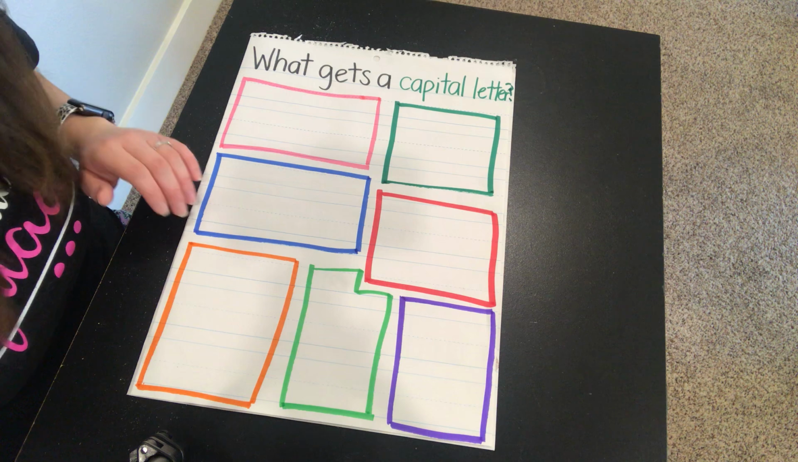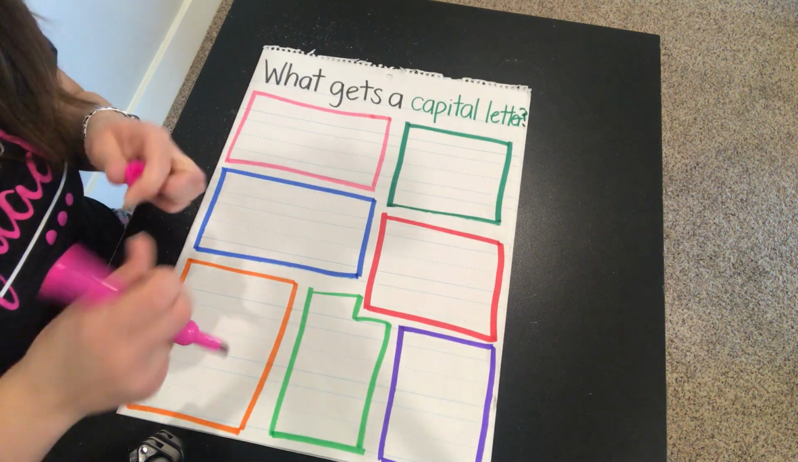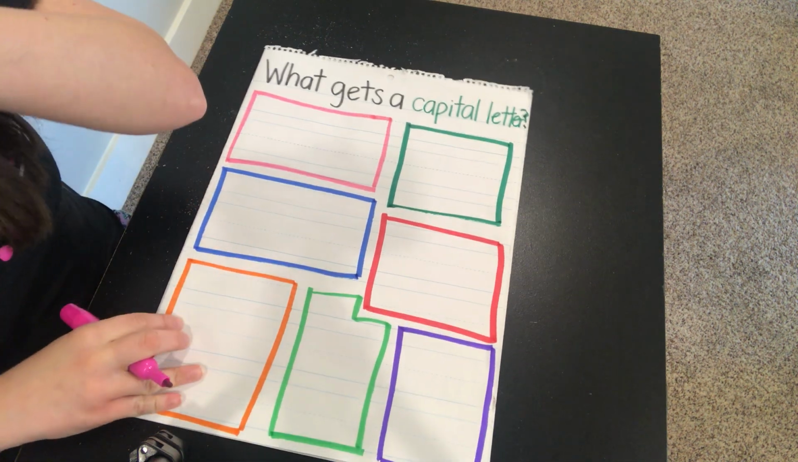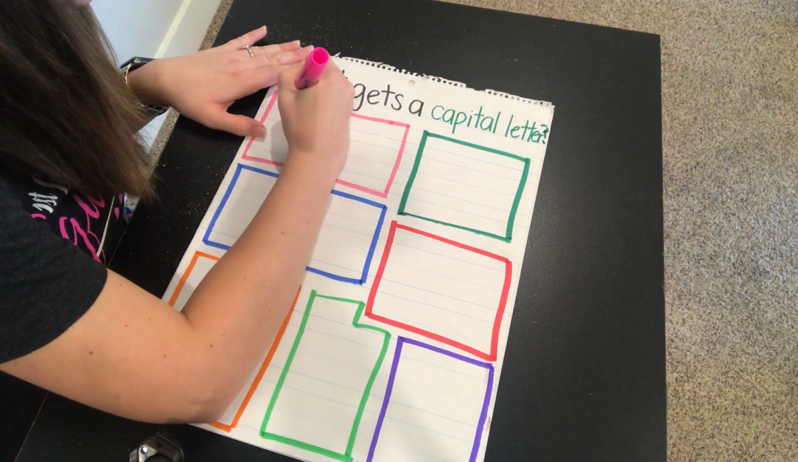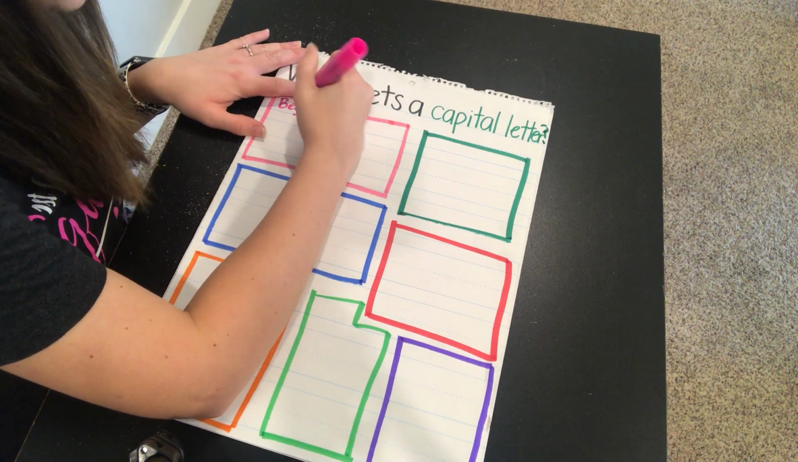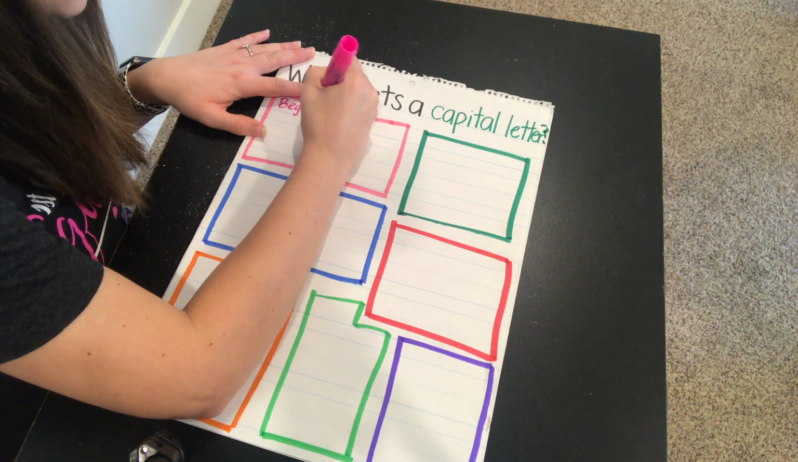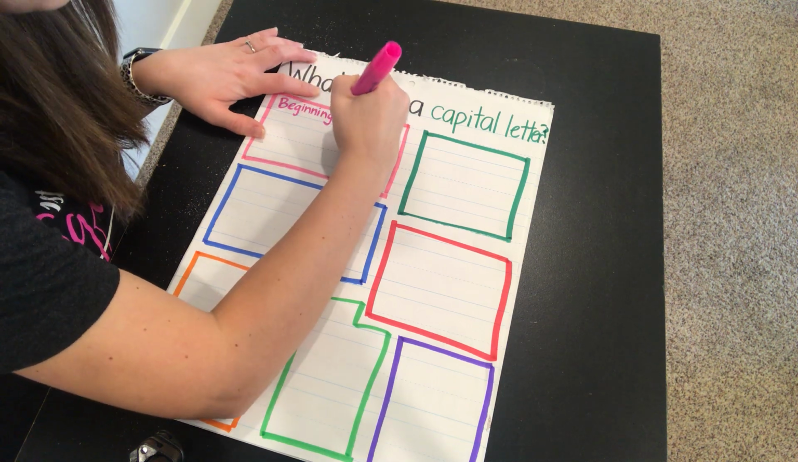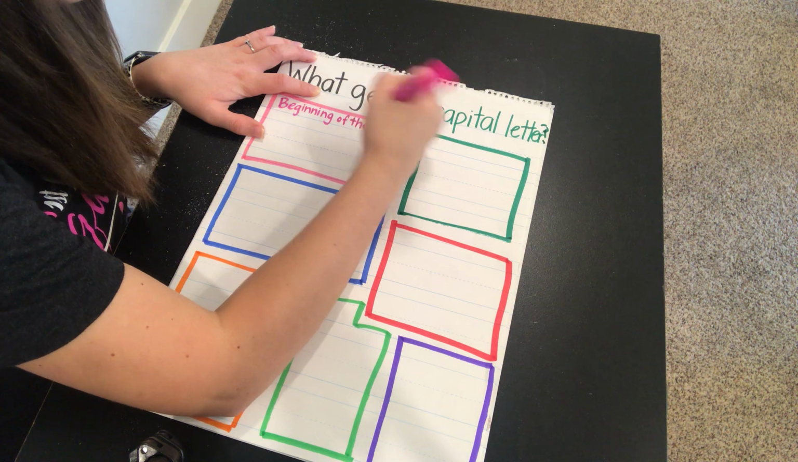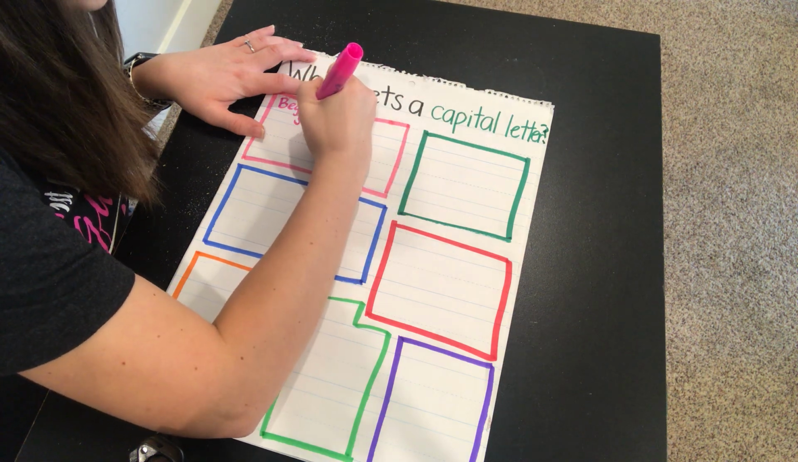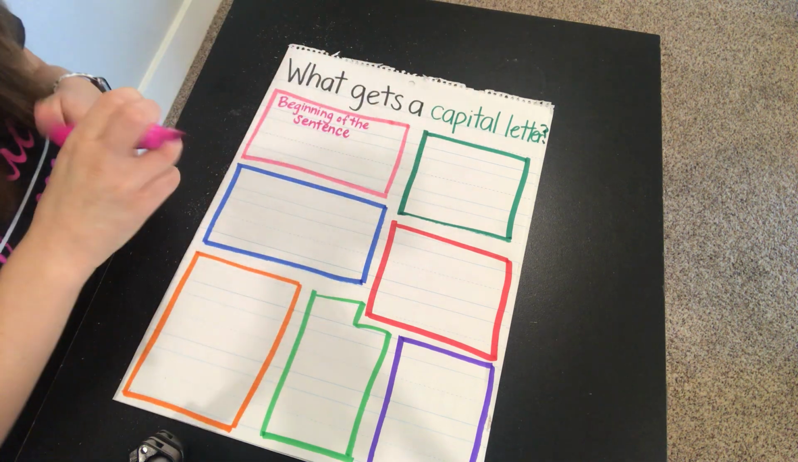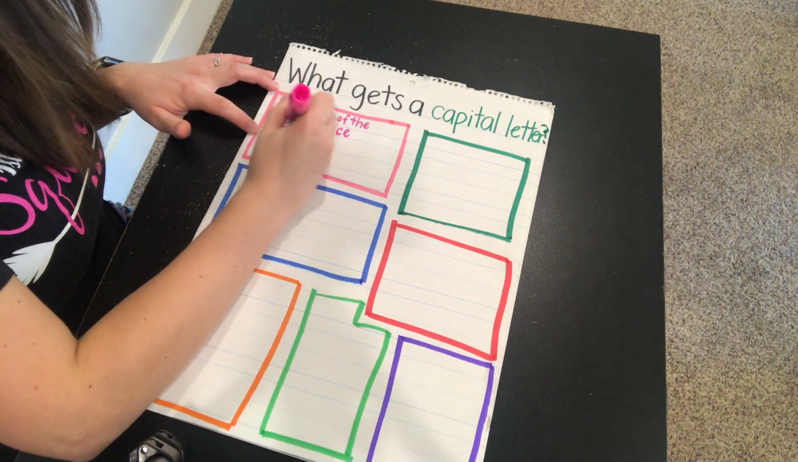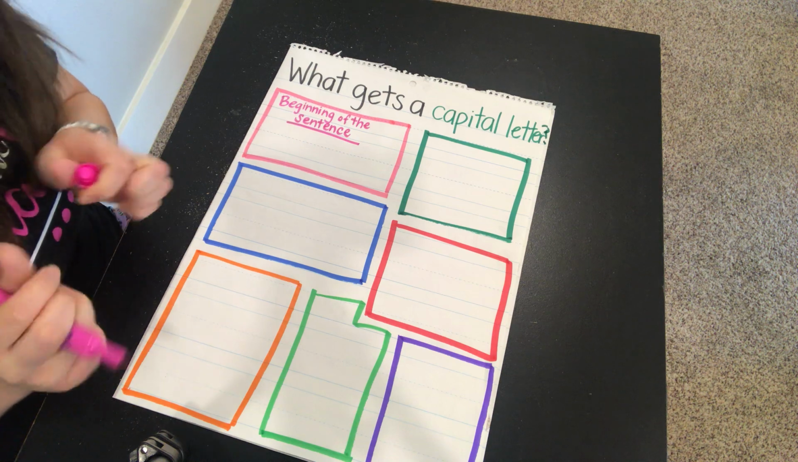The first thing that gets a capital letter when you are writing would be the beginning of the sentence. Anytime you write any sentence, it's going to always begin with a capital letter.